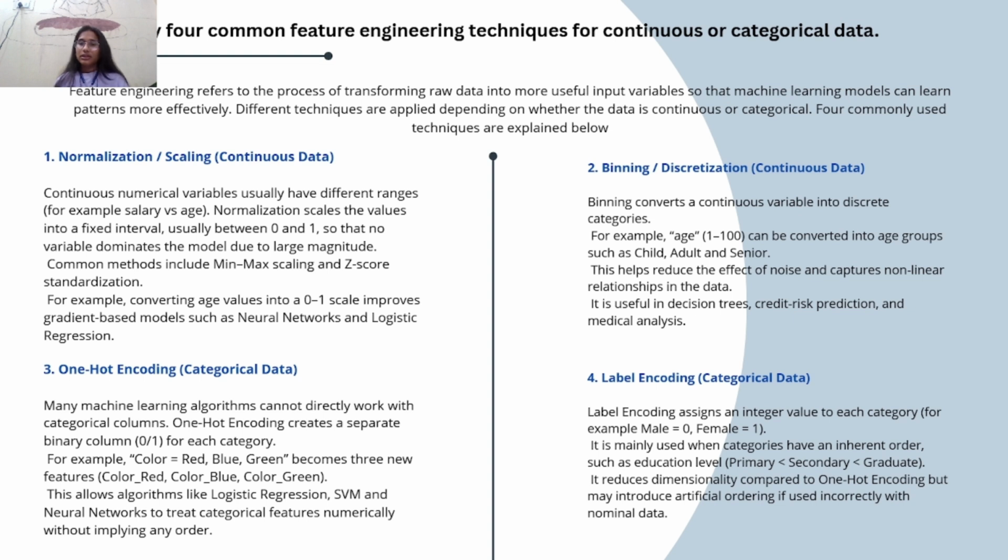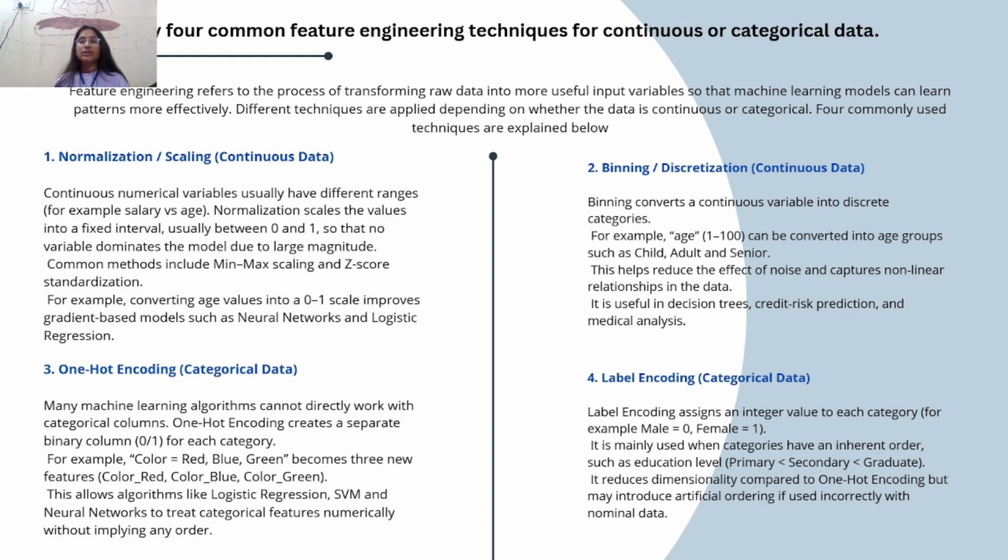Binning example: age 1 to 100 can be converted into age groups. Here we have written three age groups like child, adult and senior. This helps reduce the effect of noise and captures non-linear relationships in the data. It is useful in decision trees, credit risk prediction and medical analysis.